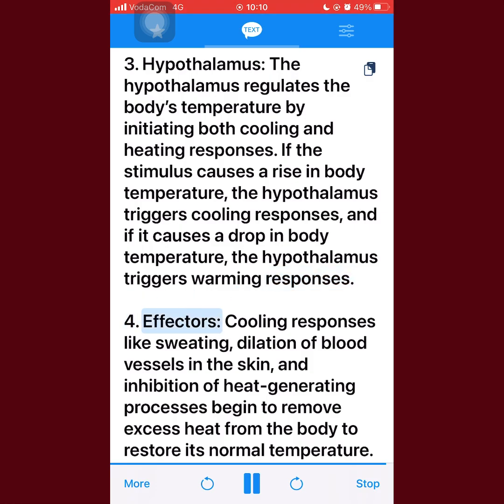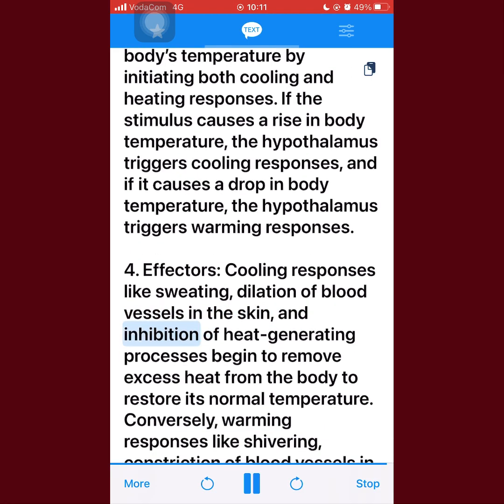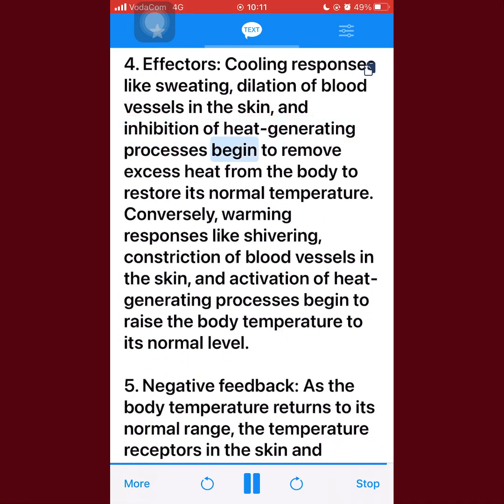4. Effectors. Cooling responses like sweating, dilation of blood vessels in the skin, and inhibition of heat-generating processes begin to remove excess heat from the body to restore its normal temperature. Conversely, warming responses like shivering, constriction of blood vessels in the skin, and activation of heat-generating processes begin to raise the body temperature to its normal level.